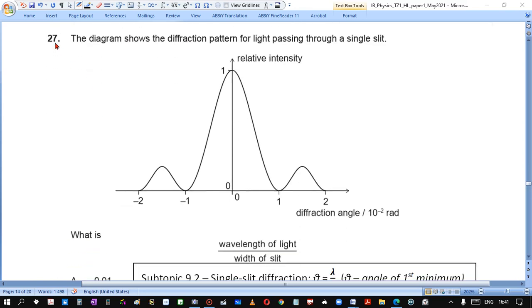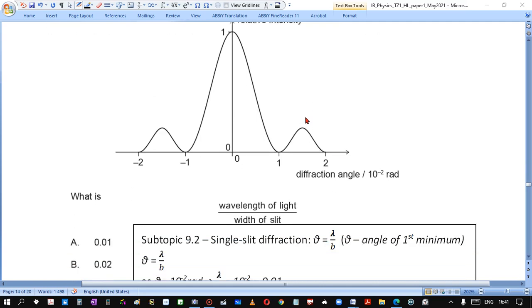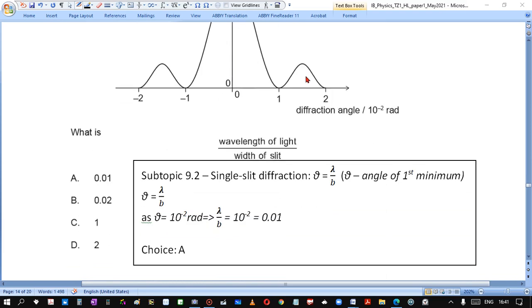Question 27. The diagram shows the diffraction pattern of light passing through a single slit. So for diffraction we have the formula for single slit for minimum. So the minimum happens at 1 times 10 minus 2 radians. So minimum equals lambda over b. They ask us lambda over b. So it is 0.01. So we choose A.